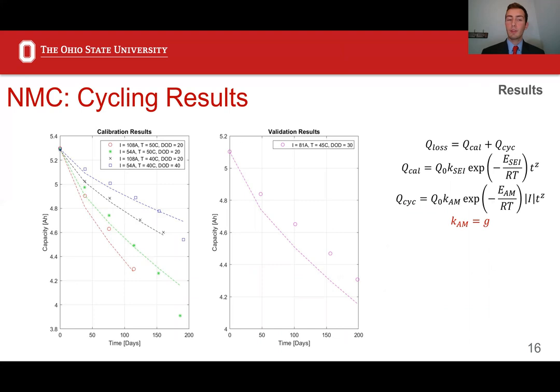Moving on to the cycling results, we see the calibration results on the left and then the validation results on the right. Now, one assumption that was made here is that KAM was constant, and this was due to the relatively small size of this data set. The specific contribution of depth of discharge was not clear on KAM. You can see some error in the validation results, though this is a reasonable magnitude for an empirical aging model.